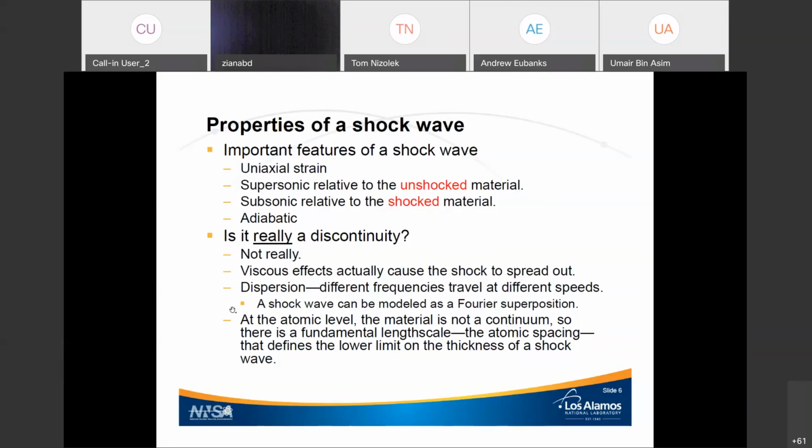But fundamentally, materials, when you get down to the atomic level, are not continua. You can't really have a discontinuity in a wave traveling in a real material. So there is a fundamental length scale that the shock wave cannot be smaller than and is always pretty much larger than, which is the atomic spacing in the material.